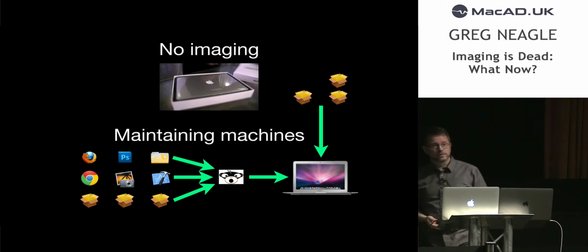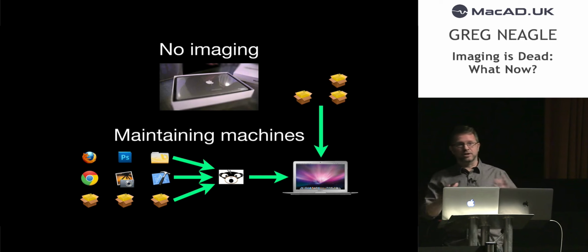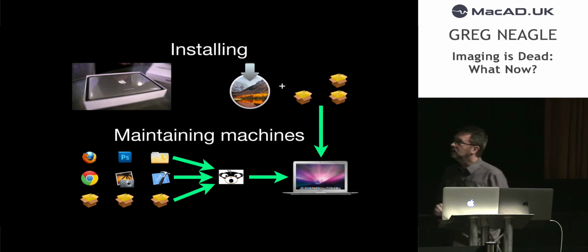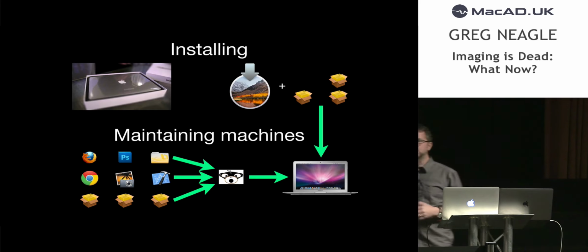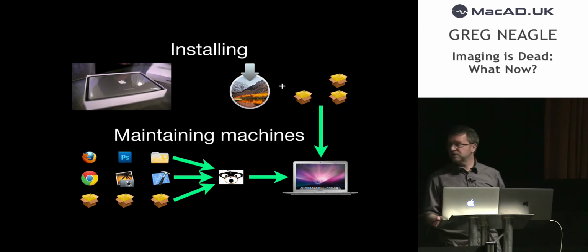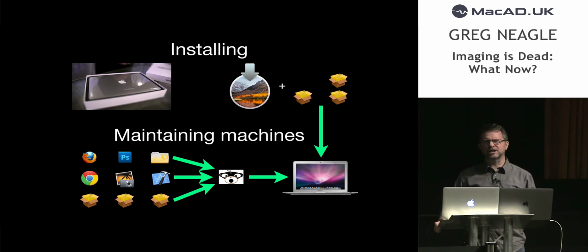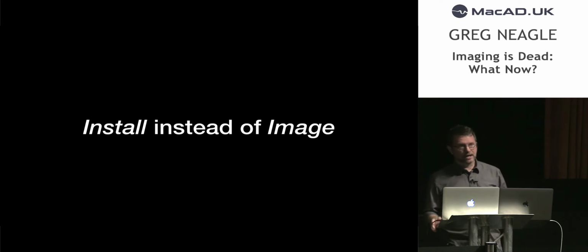And then there's no imaging. And by that, I mean you're not using a disk image at all. You're just taking the machine out of the box. You're installing those bootstrapping packages. And then again, when the machine boots up for the first time, your management system takes over and does the rest of the work. And a slight tweak on no imaging, which you can use, especially if you're redeploying a machine, is you just reinstall, maybe erase and install macOS, and those additional bootstrapping packages, and again, let your management system take over. So that's an installation-based workflow. And again, Apple is pushing us towards installing instead of imaging.